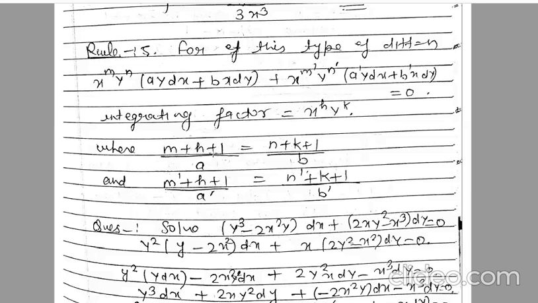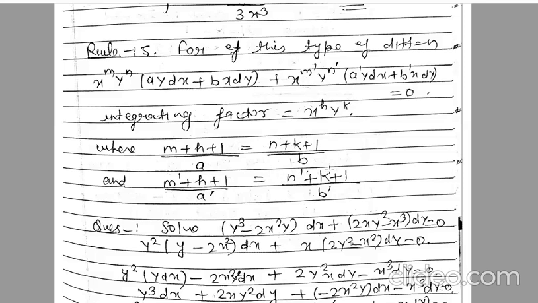m plus h plus 1 upon a is equal to n plus k plus 1 upon b, and m dash plus h plus 1 upon a dash is equal to n dash plus k plus 1 upon b dash. So these are the two equations. You will put all these values here, except h and k, then you will get two equations in h and k. Then solve these equations, and you will get the values of h and k. After that you will put them here, right?